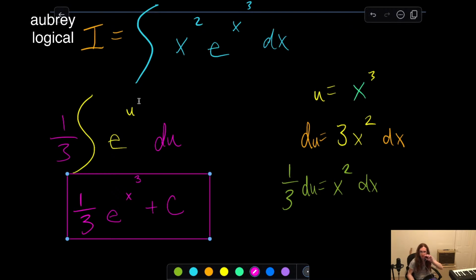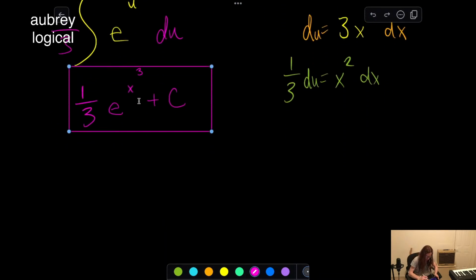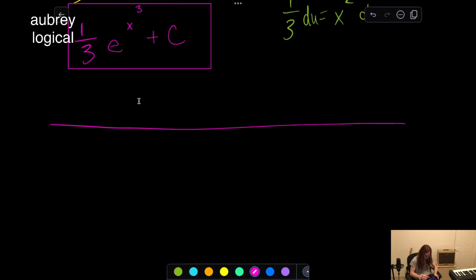I'm just scared to get to one that I can't actually do. So here, I think this is the problem: 5 to the t times sine of 5 to the t dt. Oh dear.